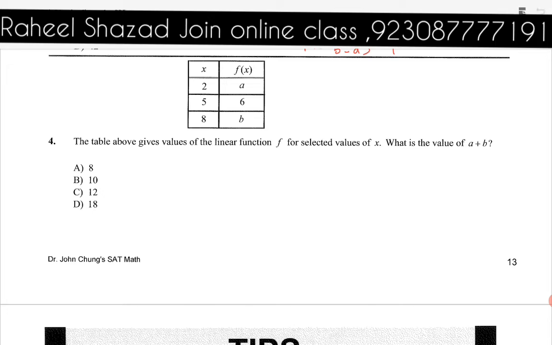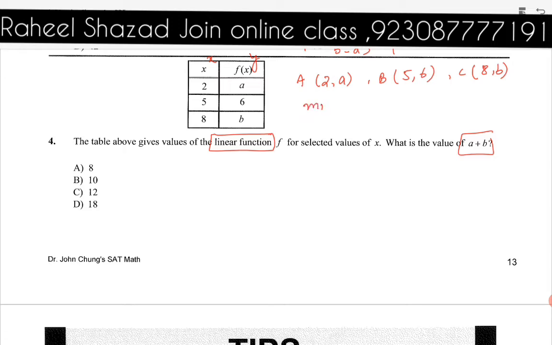The table above gives the values of a linear function. Okay guys, again this is a linear function, so this is x and this is y. For selected values of x, what is the value of a plus b? Let's assume this is point A, that is (2, a), this is point B, that is (5, 6), and this is point C, that is (8, b).